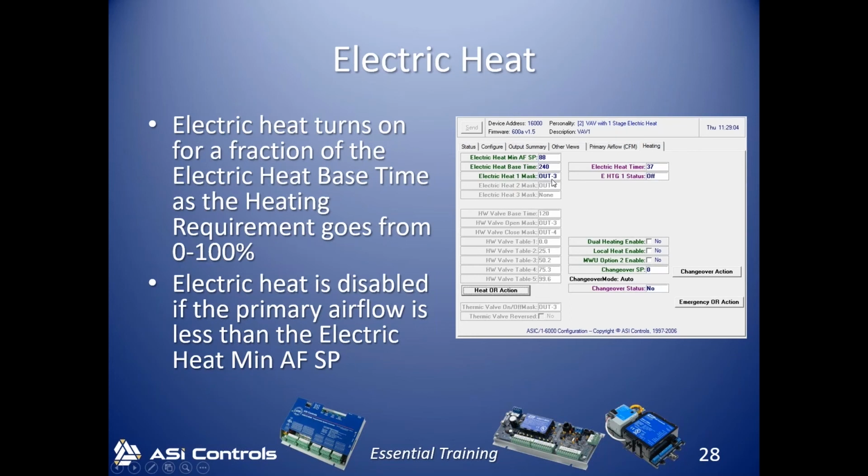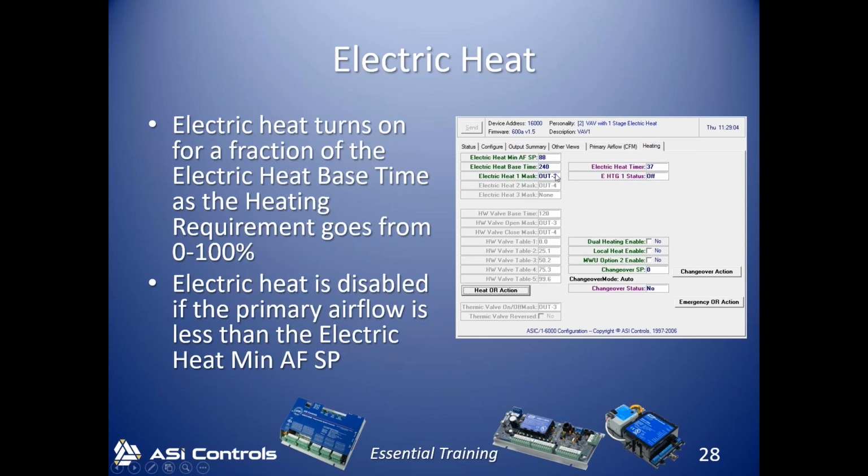Output number 3 is used for the electric heat, so we'd wire that to our contactor or relay. And then we'll turn on the electric heat output for a fraction of this electric heat base time, which is in seconds, based on the heating requirement. So if we were at a 25% heating requirement, then we would turn on the electric heat output 60 out of every 240 seconds. If we got to 75%, we turn it on for 180 out of every 240 seconds.